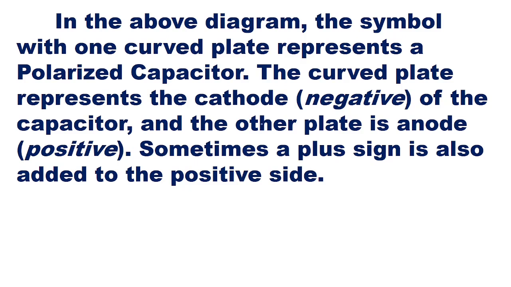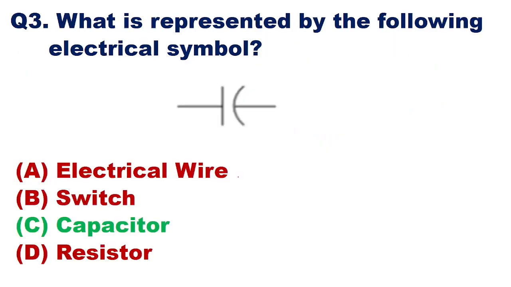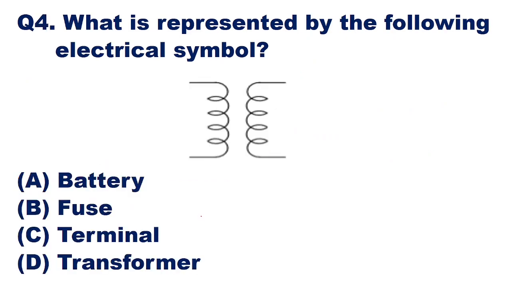Now in the above diagram, the symbol with one curved plate represents a polarized capacitor. The curved plate represents the cathode, that is the negative plate of the capacitor. And the other plate is the anode, which is the positive plate of the capacitor. Sometimes a plus sign is also added to the positive plate. So here the option C, that is the symbol represents a capacitor, is the right answer. Then we'll go to the next question.